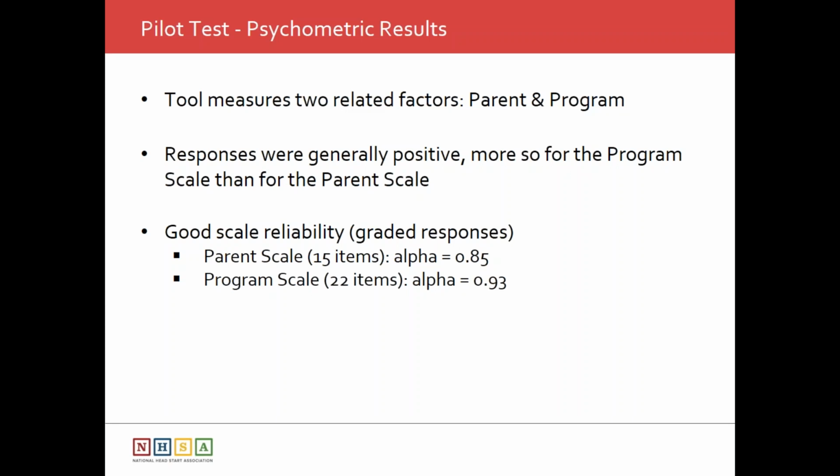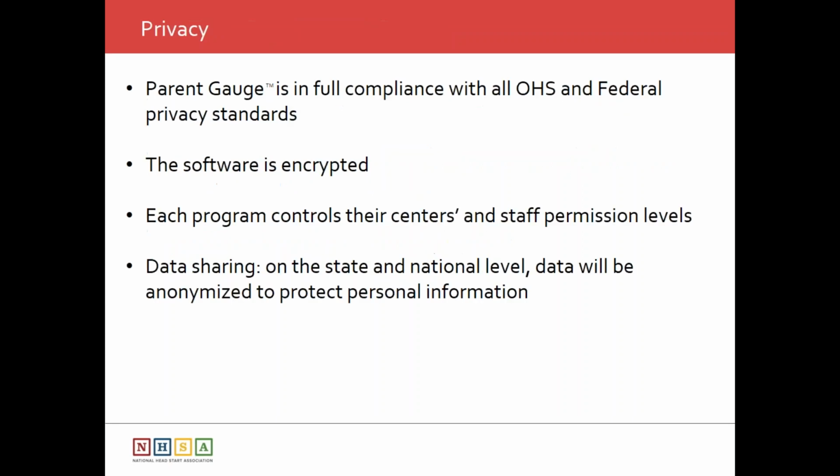It's testing both the parents' report of the engagement with their child, but it's also reporting on their assessment of the program. And we found reliability scores, you see here, of upwards of 0.85 and 0.93, which, anything over 0.50 is considered good, and as you get close to 1.0, it's considered quite strong. So we're really pleased on the psychometrics.